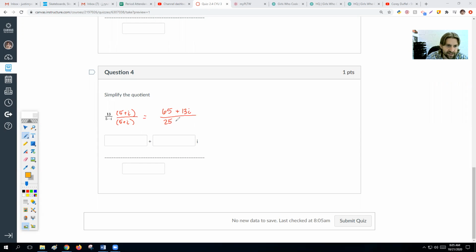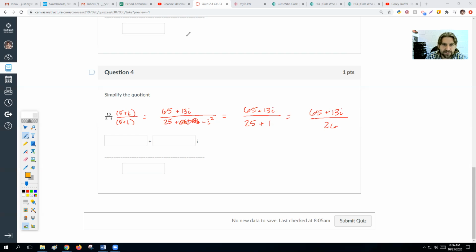5 times i is 5i. Now the negative i. Negative i times 5 is negative 5i. Negative i times i is a negative i squared. All right, the top does not simplify at all. It's just 65 plus 13i. And the bottom, let's see, this would become 25. The i's go away. Negative i squared, that would simplify down to a plus 1. i squared is a negative 1. Negative 1 is a positive 1. So we have 65 plus 13i all over 26.